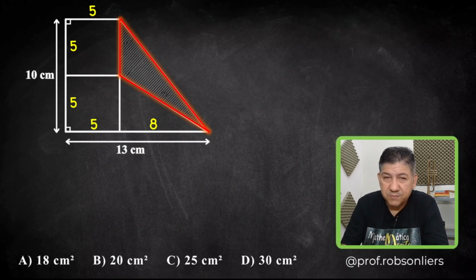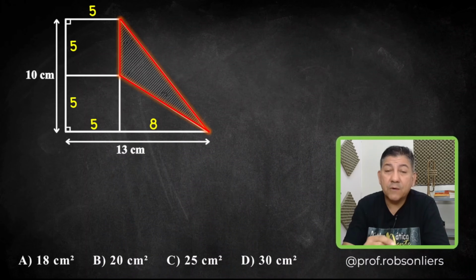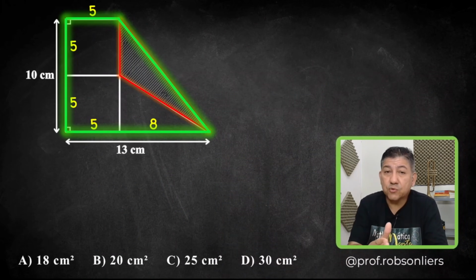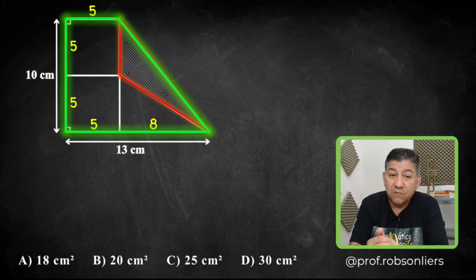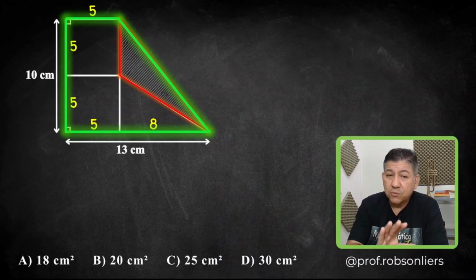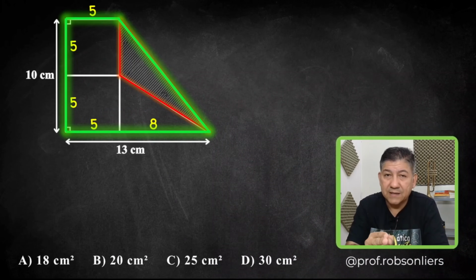Well, now that we have these measurements, I'm going to show you two different ways for us to solve this problem. The first way is by finding the total area, that is the area of this whole figure here, which is actually a trapezoid. Let's find this total area, and we're going to subtract the empty areas, which are the two squares and this triangle at the bottom, so we can find only the area of the shaded region, the hatched area, which is what the question is asking for.